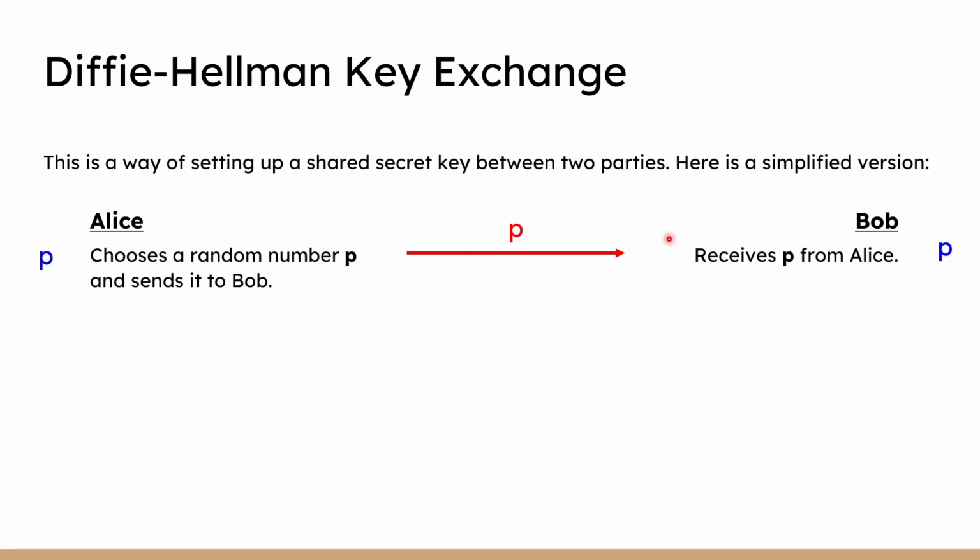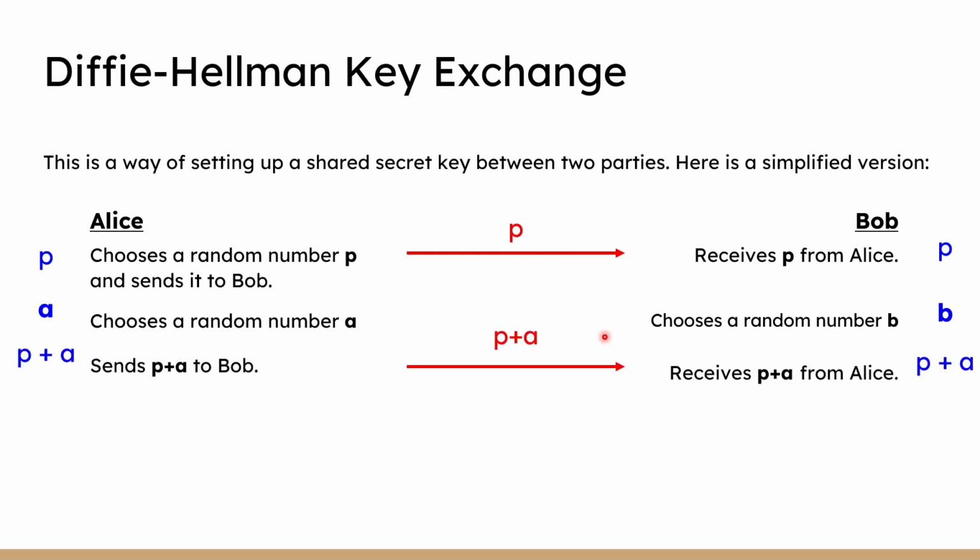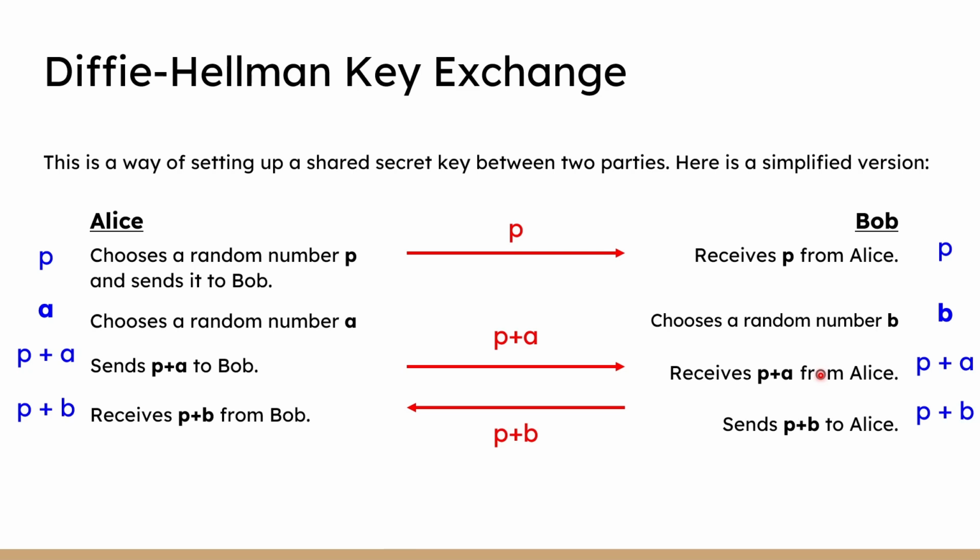So they both know P, and then they both make guesses. They just choose random numbers, and these are their secret values. They're never shared with anyone because if they were, you could easily calculate the key. But then they each add their secret number to the shared value. So Alice does P plus A and sends it to Bob, and then Bob does P plus B and sends it to Alice. So all the attackers know is this stuff.